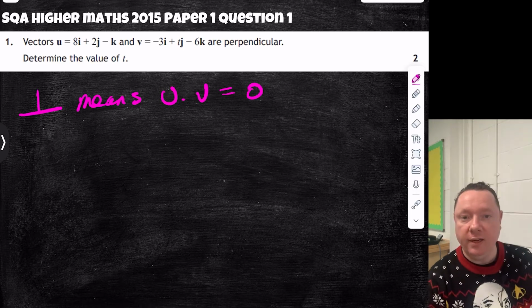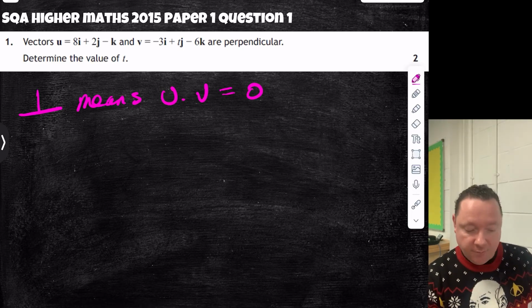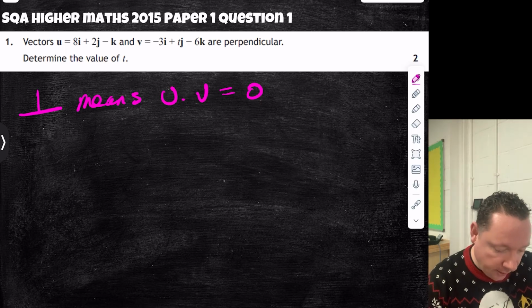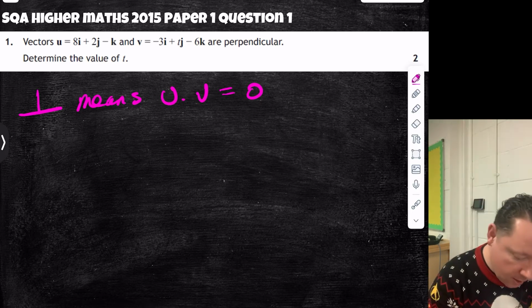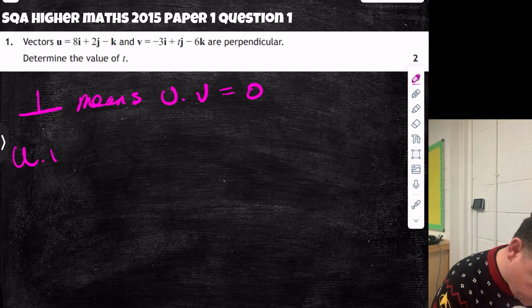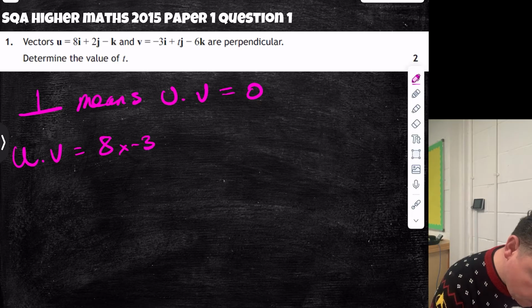So let's work out u dot v. The start of the exam paper tells you to just times each of the components together. So you do the i's together plus the j's together plus the k's together. So u dot v is equal to 8 times minus 3, plus 2 times t, plus minus 1 times minus 6. And we know that's going to equal 0.